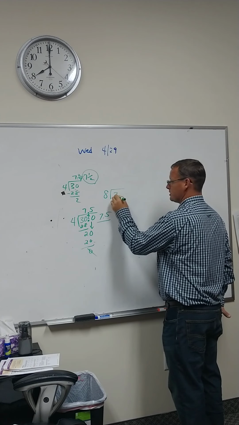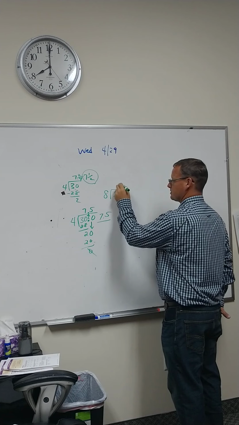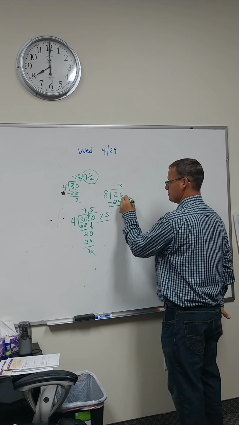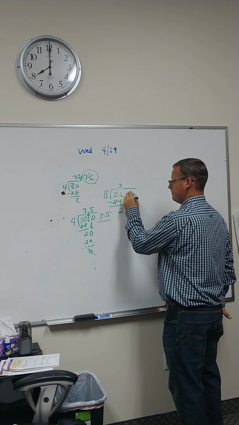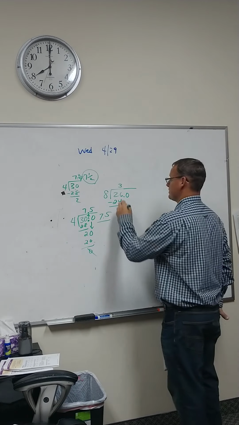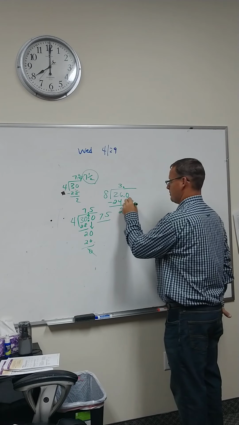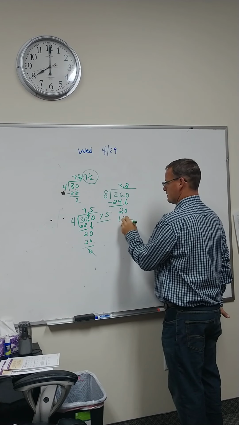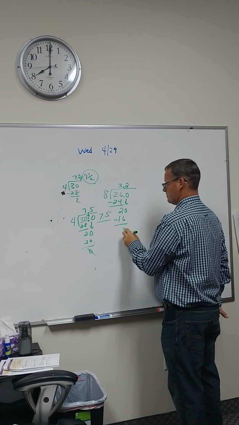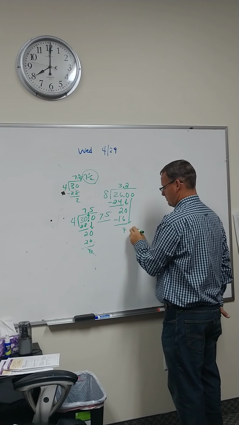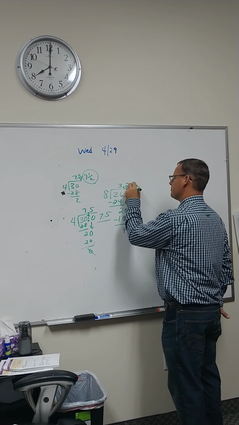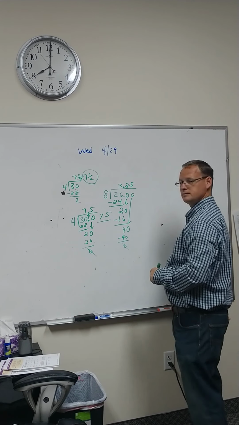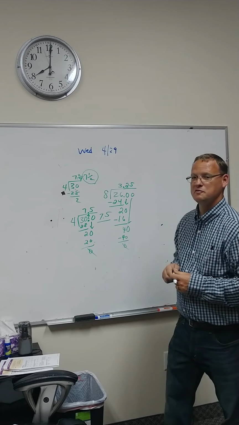All right, let's try another one. 8 goes into 26 3 times. 3 times 8 is 24. 2 left over. Well, I don't have the answer, so I'm going to make this longer. Put a decimal and a 0, which means I got to put a decimal up here. Bring my 0 down. 8 goes into 20 2 times. 2 times 8 is 16. Got 4 left over. Okay, give me another 0. Bring it down. 8 goes into 40 5 times. 5 times 8 is 40. You get nothing. And there you have it, 3.25.